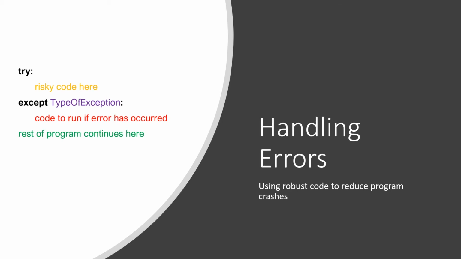Okay, the penultimate chapter is all about handling errors. Again, this isn't really on the GCSE specification, other than there is a section called robust code, which is what we're going to be talking about today, a way of reducing program crashes. And every now and then there is a question on the GCSE about this.